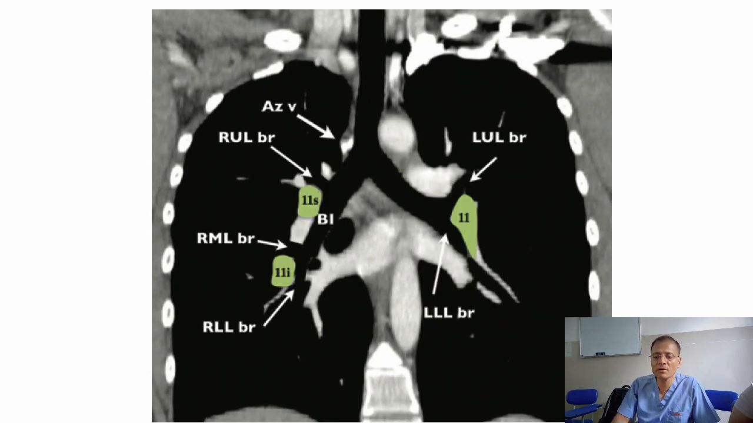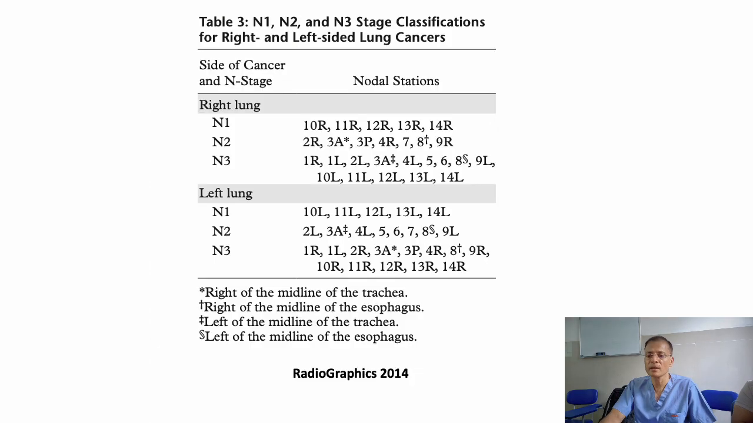Level 11, I mentioned, on the right side is in between the lobar bronchi. On the right side, the upper lobe truncus region is called 11S, superior. Between the middle lobe and lower lobe is called 11I, inferior. Superior, inferior. And the left side is called 11.